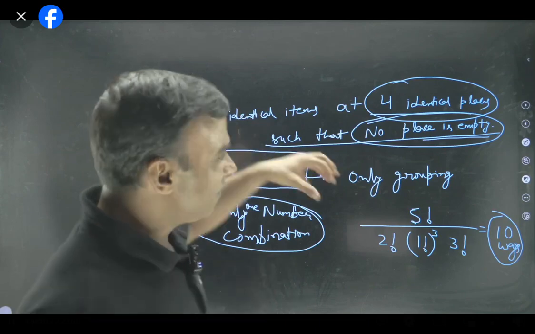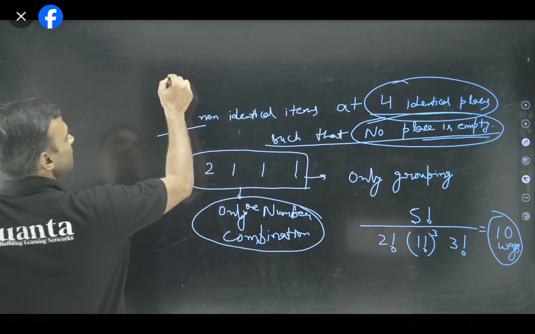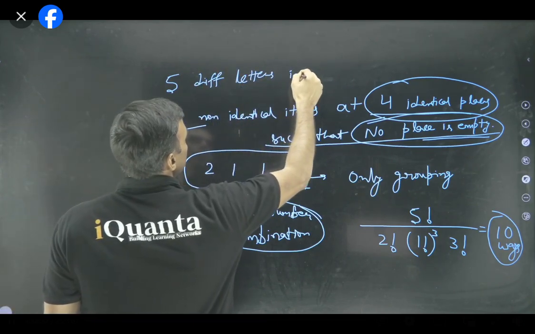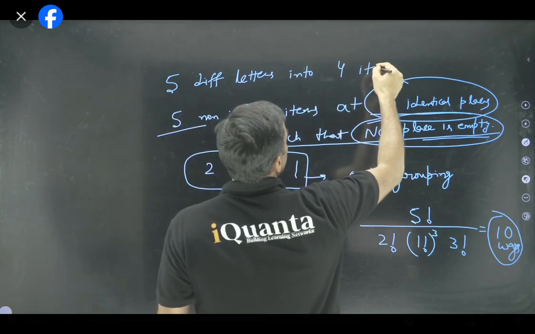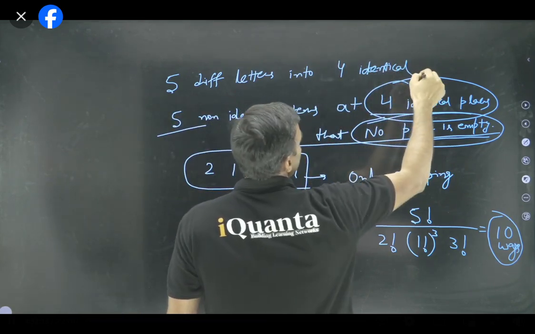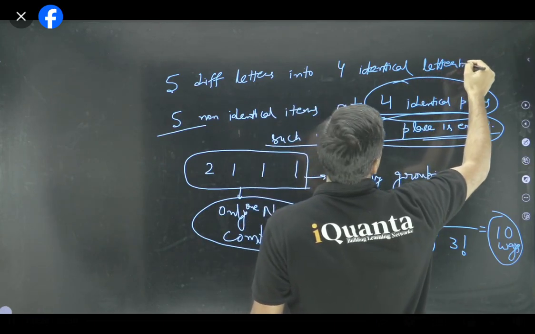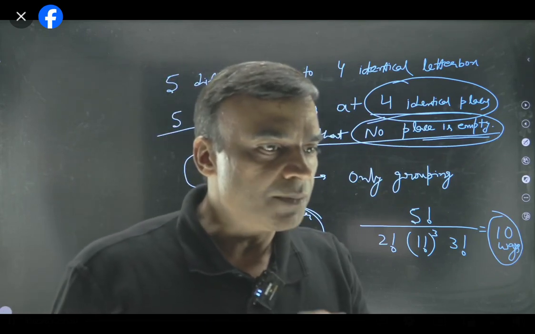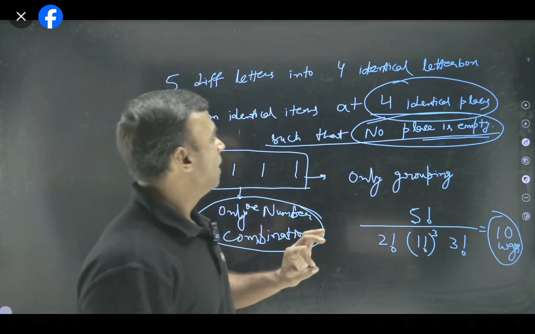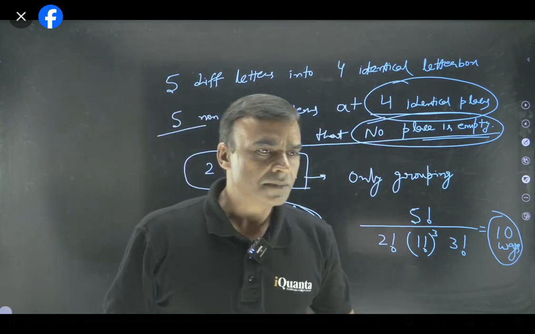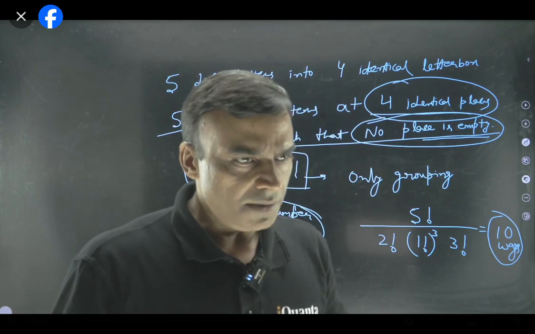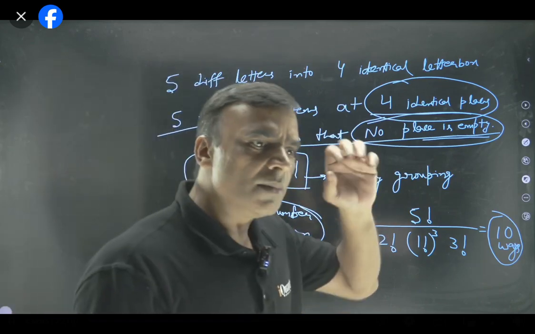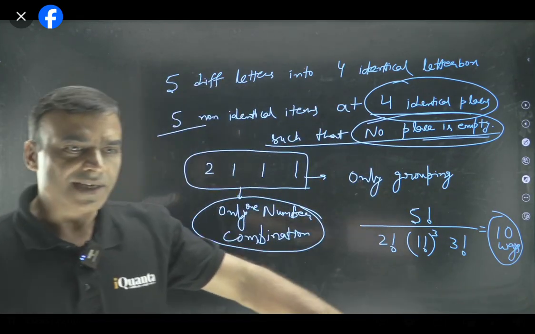We have to put 5 items, or say 5 different letters, into 4 identical letter boxes. Now, for a minute, forget permutation combination, forget me, forget the class. Just think, how will you put 5 letters into 4 places? Forget permutation combination, leave it. Don't worry about the permutation combination chapter, forget it. Just think about 5 items.